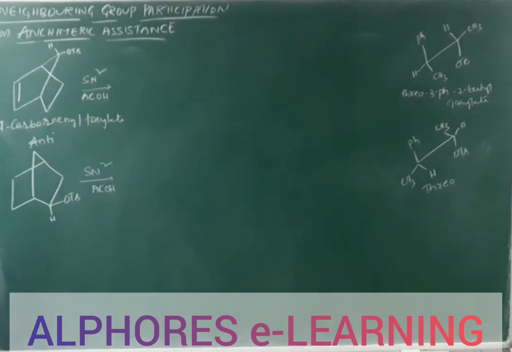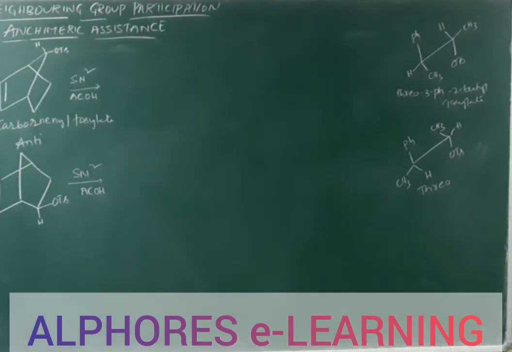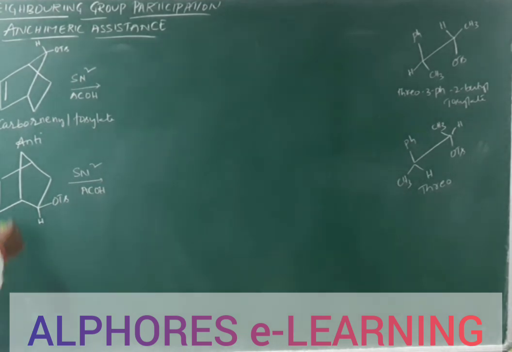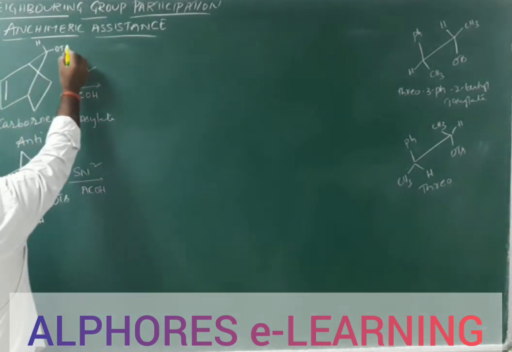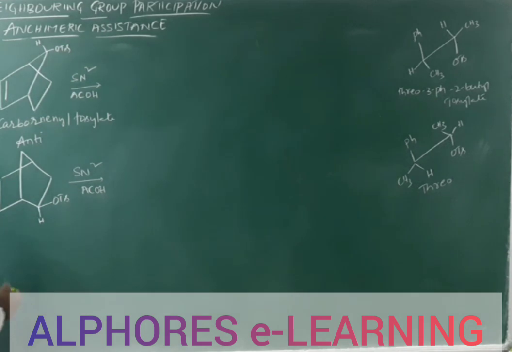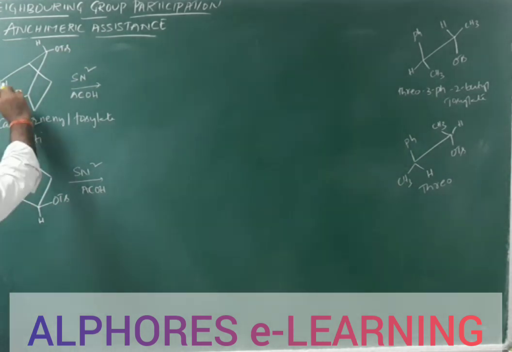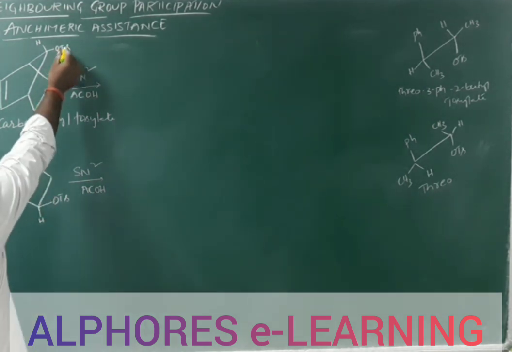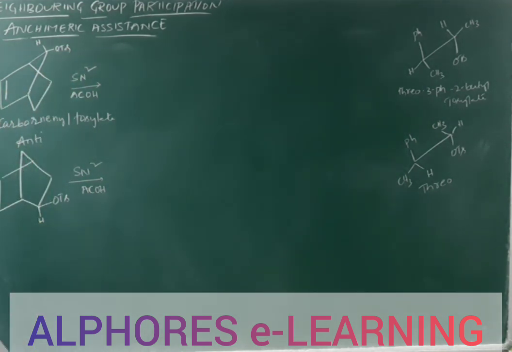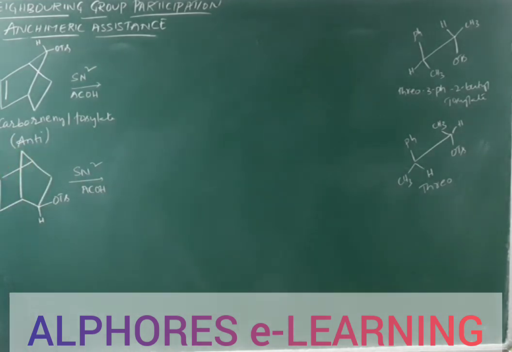Next example of anchimeric assistance. How does a pi bond act in anchimeric assistance? Let us see. 7-carbonyl tosylate. With respect to this double bond, the pi bond, OTS must be anti. In such a case only pi electrons can participate in neighboring group participation. If OTS and the double bond are both in the same direction, meaning syn, in such a case we cannot notice this NGP.